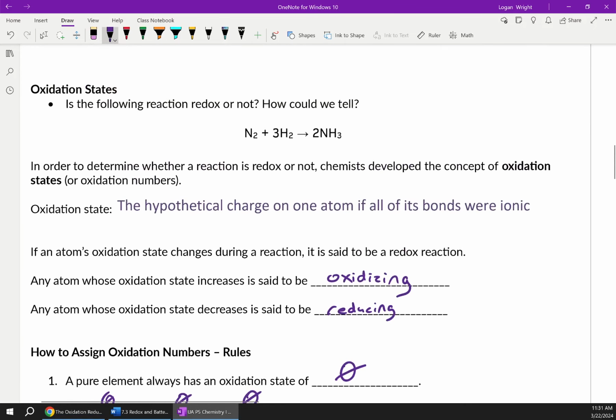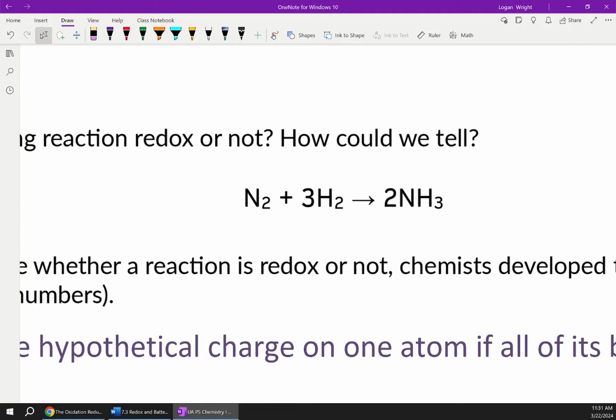Scrolling back up, can we assign oxidation numbers only based on rule 1 to any of the atoms? Like what? The first nitrogen is pure, right? So it has an oxidation number of 0. Isn't the second one 0 too? Which one? Yeah, hydrogen is only hydrogen, so it is 0. Is NH3 a pure element? No, so we need more rules.